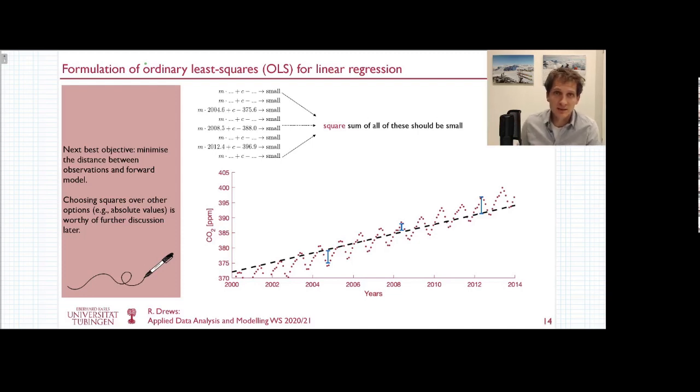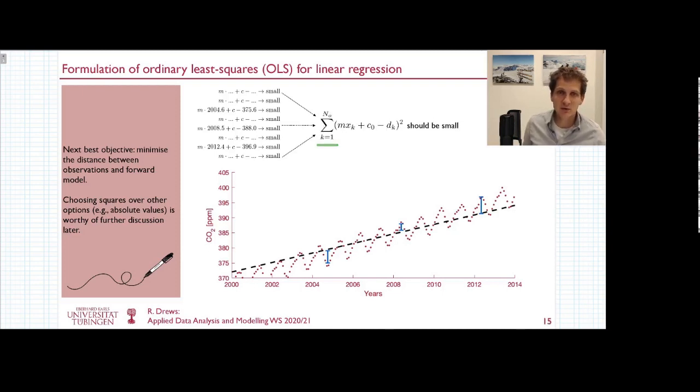We could also take, let's say, the absolute values, and sometimes that is justified. But in most cases, you will request that the square sum of all the differences is small. And if you do that, you arrive in the area of what is called ordinary least squares. How does this square sum look like in the specific case of linear regression? Well, it looks like this.